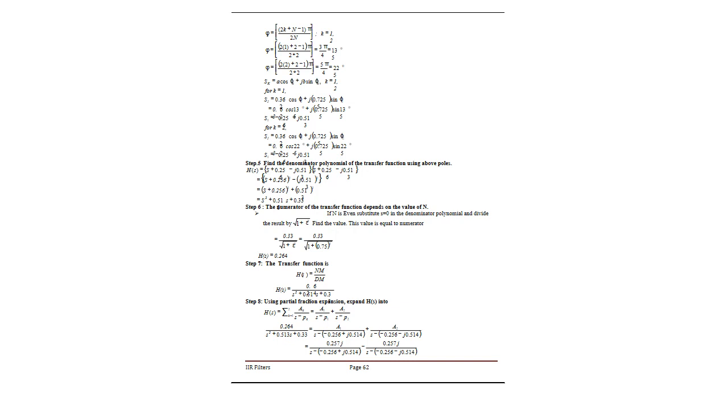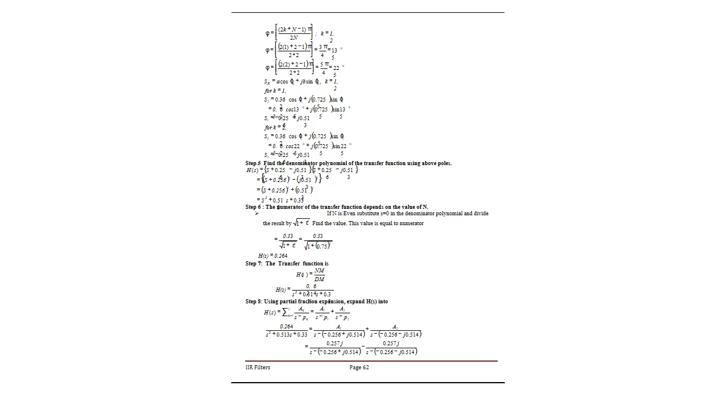Next, step 6 is to find the numerator of the transfer function, which depends on the value of N. Here we have to note one point: if N is even, we substitute s equal to 0 in the denominator, and the result will be root of 1 plus epsilon squared. Find the value. Step 7 is the transfer function we have to find out, H of s is equal to numerator by denominator.